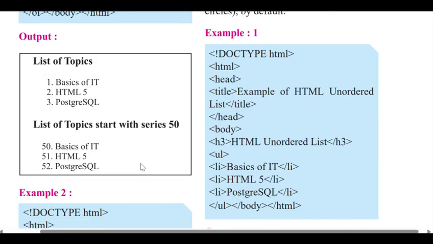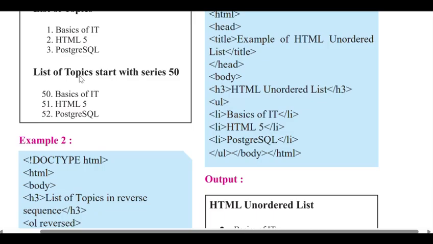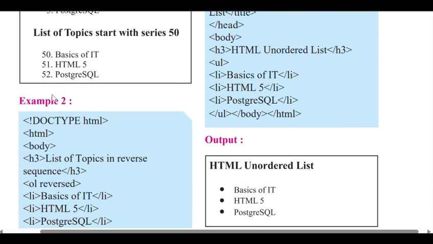Now you can see the output will be displayed like this. You can see list of topics. This was the first: basics of IT, HTML5, PostgreSQL. This was the default. And second, you can see list of topics start with series 50: basics of IT 50, HTML5, PostgreSQL. It started from 50, 50, 51, 52. If you have given the number 1 here, it will start from 1, 2, 3.